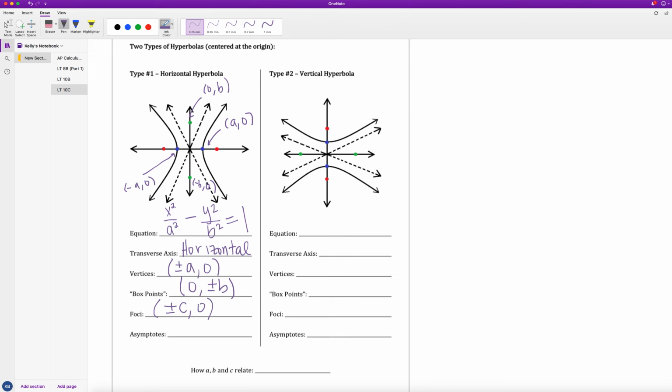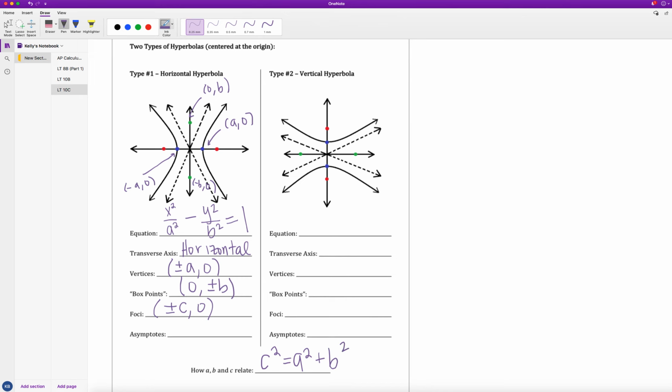Now when we dealt with ellipses, we did look at a, b, and c and how they related. There's a different equation that relates them since we are dealing with hyperbolas now and not ellipses. So for a hyperbola, how we relate a, b, and c is actually going to be the Pythagorean theorem. It's c squared equals a squared plus b squared.